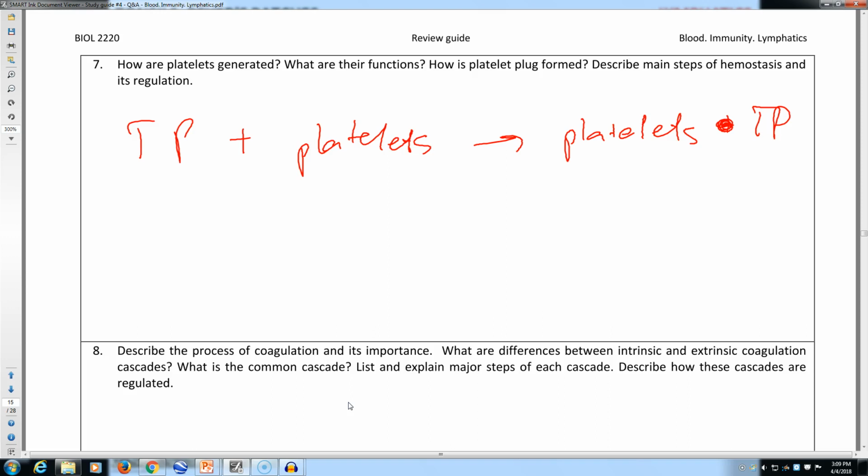Why do platelets not stick to the endothelium that is not damaged? Nitric oxide and prostacyclin, right?